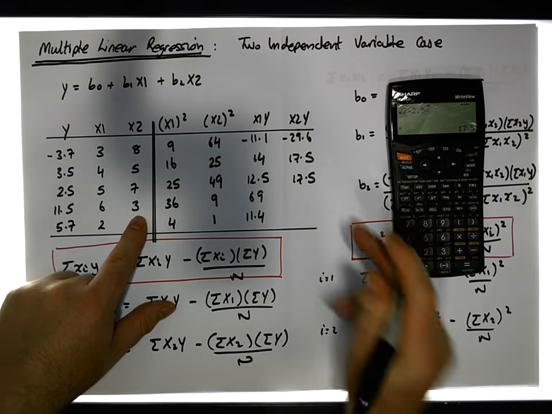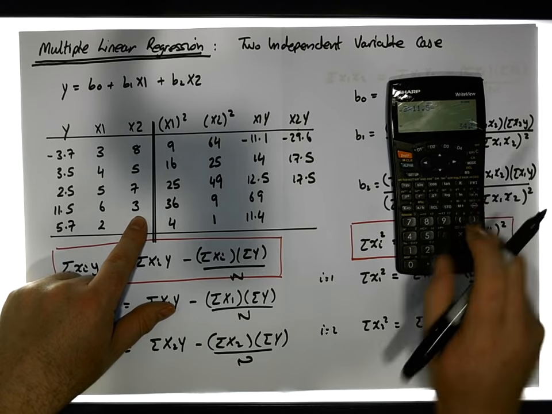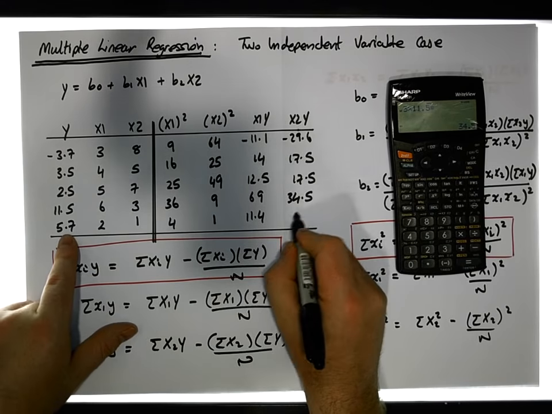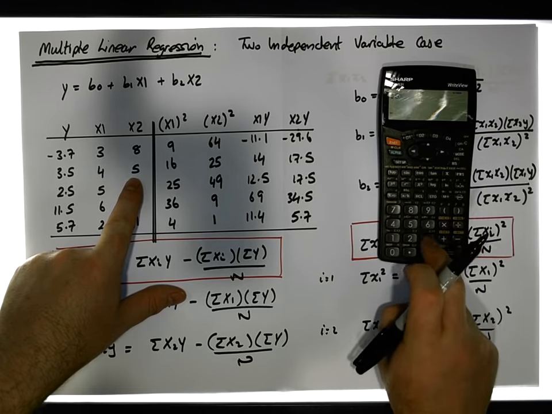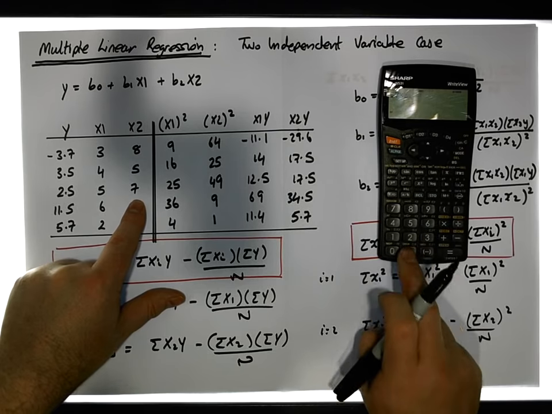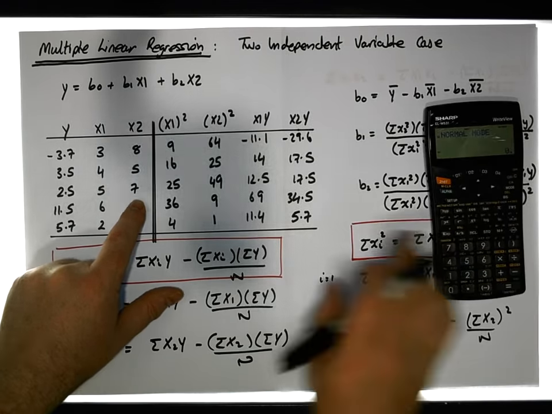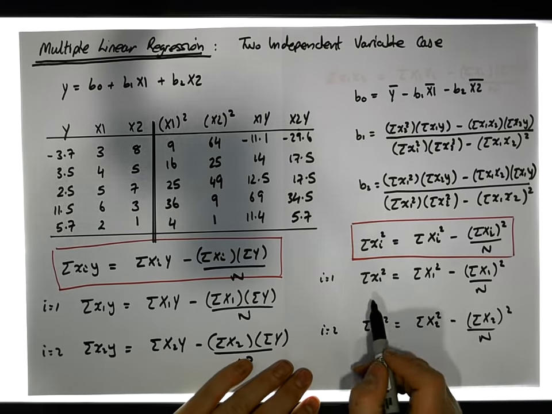17.5. Then it's 3 times 11.5, gives us a value of 34.5, okay? And then finally, it's 1 times 5.7, gives us 5.7. I just want to check these two here again. 5 times 3.5 gives us a value of 17.5, and 7 times 2.5 gives us a value also of 17.5. Brilliant, okay?